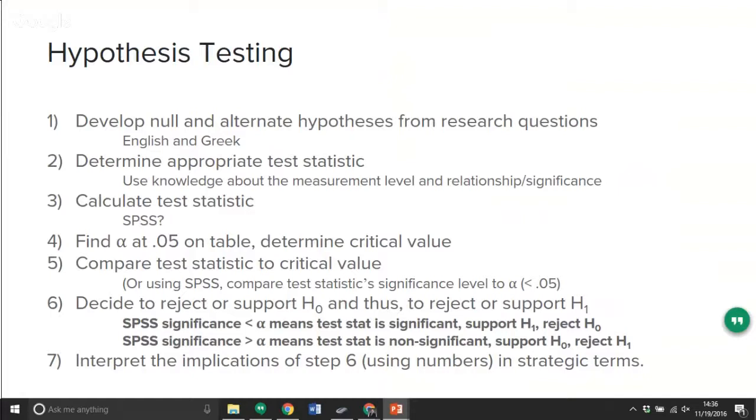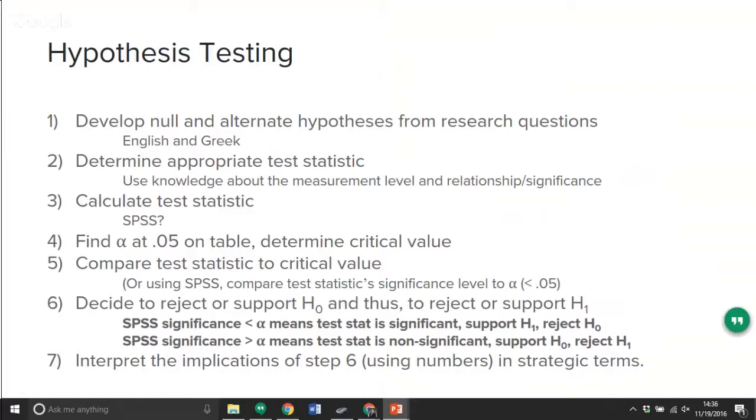So how do we decide what to do with those alternate hypotheses? And I'm going to start framing these things in terms of alternate hypotheses, even though we are going through a few of the things that deal with the null hypothesis. So if the SPSS significance level, the p-value, there's a column that will read significant, or it'll say sig. If the significance is less than alpha, then that means the test statistic is significant, and therefore we support the alternate hypothesis.